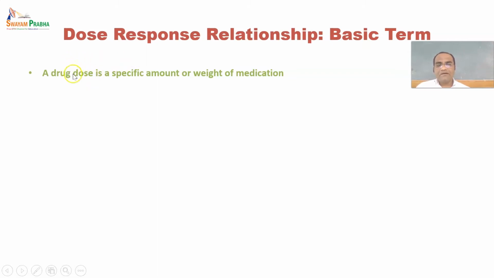After taking 500 milligram of paracetamol, only then will it show biological activity. At low doses, the activity will be minimum, as we have seen in the graph also.